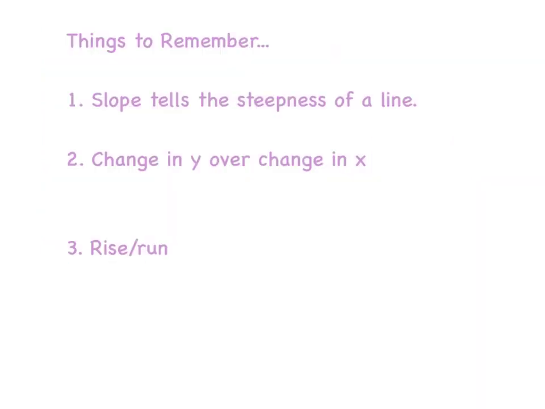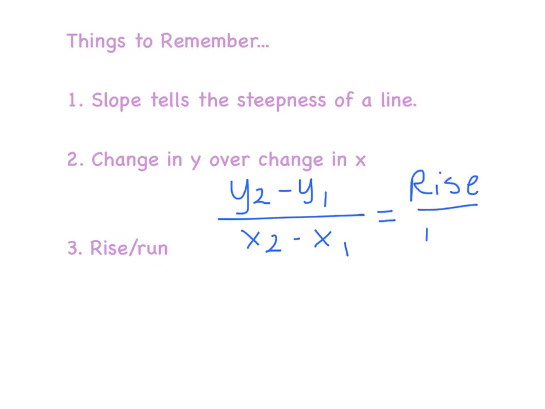Okay, some things to remember. Slope tells you the steepness of a line. To find the slope, it is change in y over change in x, which is y2 minus y1 over x2 minus x1. And another way you can refer to slope is rise over run.